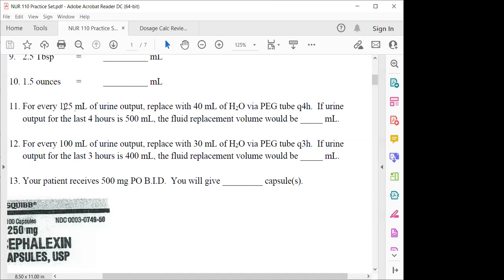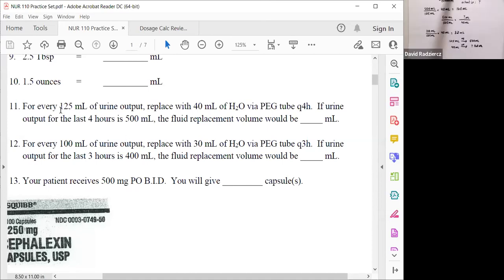Sure. I don't know if you want to go over this question again per se. So again, where I'm getting the numbers from: we're looking at question 11, and question 12 is written the same way. It's just using different numbers. So that's why I'm saying practice it. So the 125 milliliters. It says for every 125 milliliters, so that's my potential or my starting or my original urine output. So for every 125 milliliters of urine output, I'm going to replace with 40 milliliters.